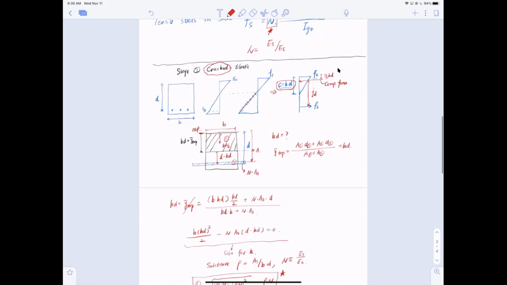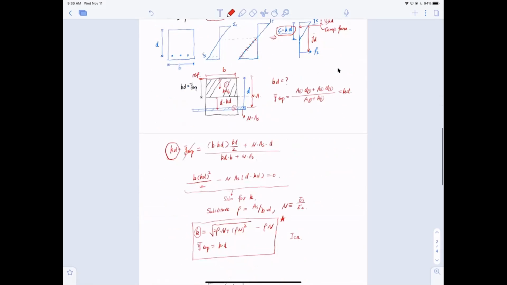For cracked, you use this equation. KD, they tell you the compressive zone size, you compute it, and you're fine. Take a look at this equation. n is the modulus ratio, okay? AS is the tensile reinforcement area, okay?